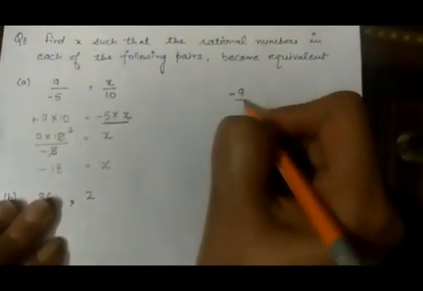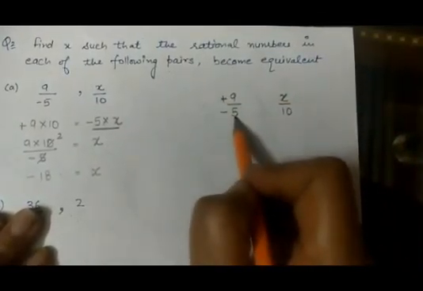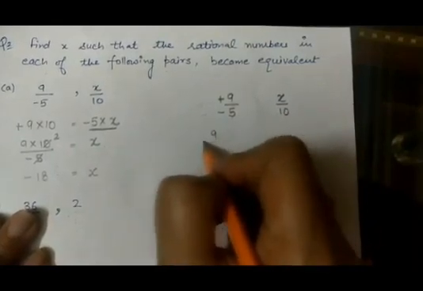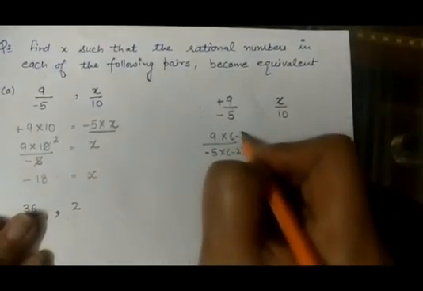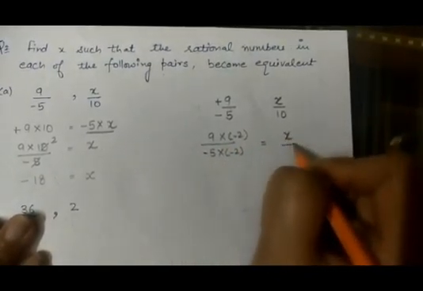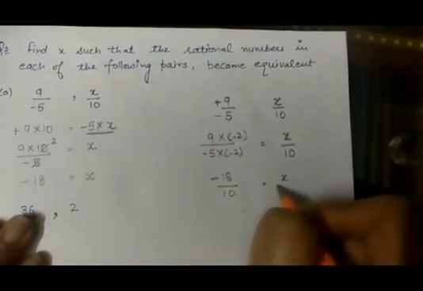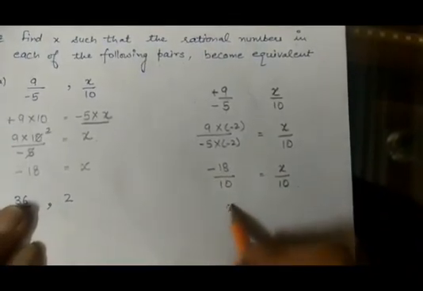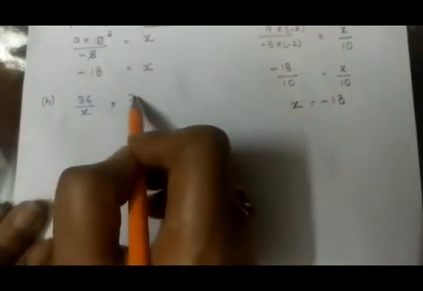We can solve this in a second way also. Minus 9 by 5, x by 10. If they are equivalent, minus 5 is multiplied by what number to get 10? Minus 2. The same number I have to multiply with the numerator. Minus 18 by 10. If they are equivalent rational numbers, we can compare, so the value of x should be equal to minus 18.